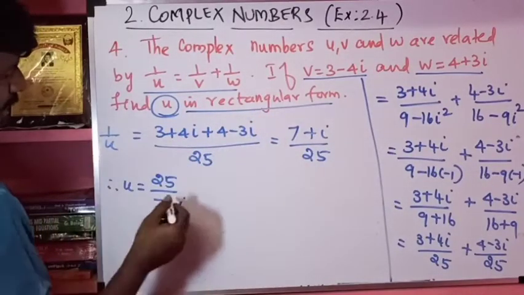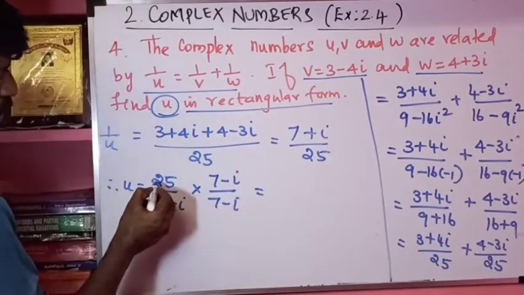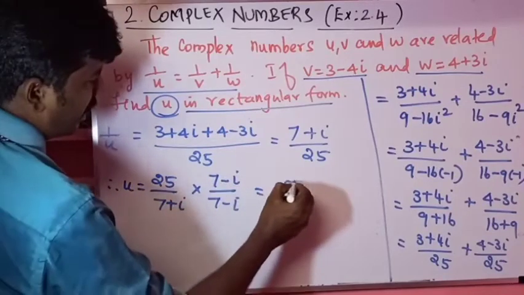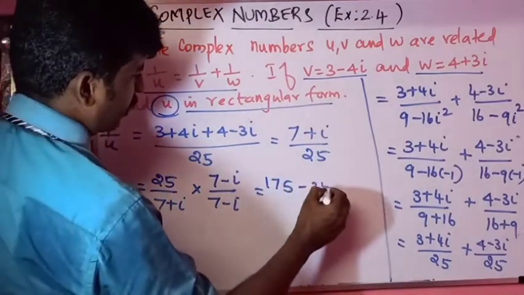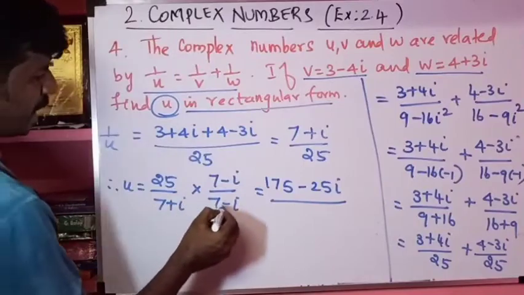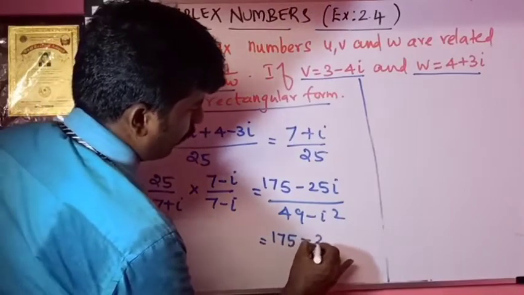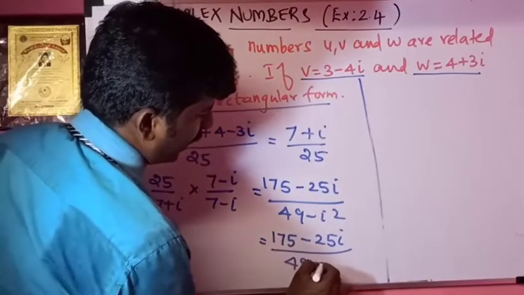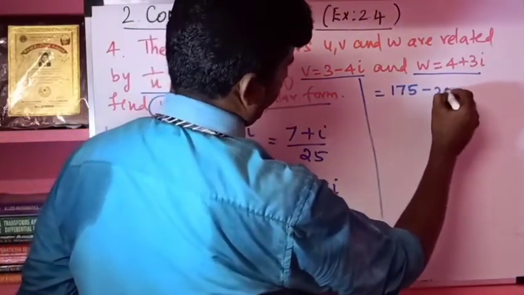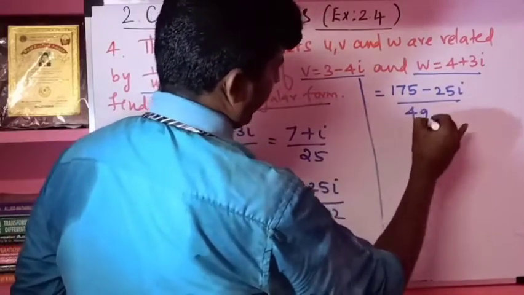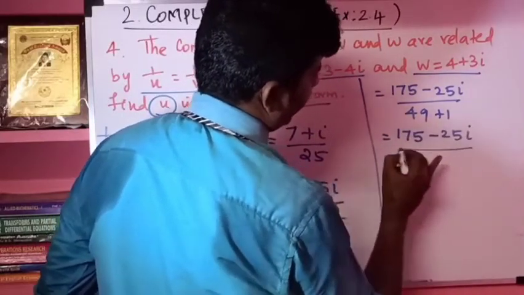So, without a reciprocal, take its conjugate, 7 minus i by 7 minus i, which is equal to this is 25 into 7. 5 sevens are 35, remaining 3. 2 sevens are 14 plus 3, the 17, right? Minus the 25i divided by a plus b into a minus b, the a square minus b square. So which is the 175 minus 25i by this is 49 minus i square value, the minus 1. Which is equal to 175 minus 25i divided by 49 plus 1, which is equal to 175 minus 25i divided by 50.